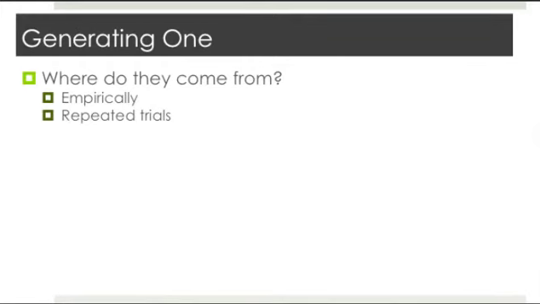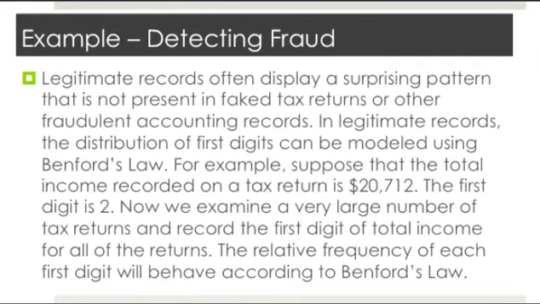Here's one that might help you understand in a little bit more detail how a probability distribution might be important to help understand and interpret data. This comes from a pretty well-known law called Benford's Law, which in this case can be used to detect fraudulent tax returns. Legitimate records often show a very unique and interesting pattern that isn't present in faked records or other fraudulent accounting practices.